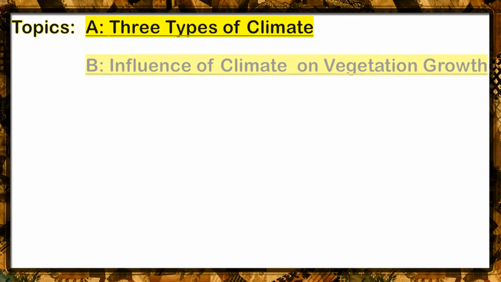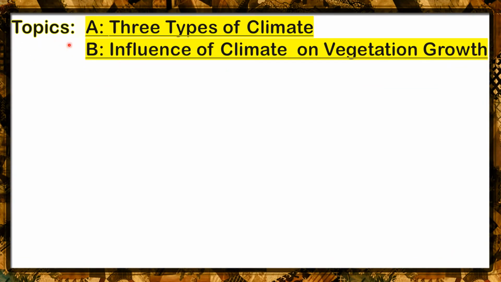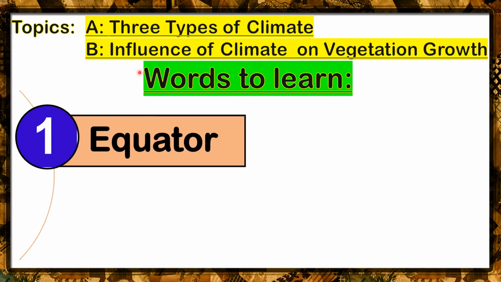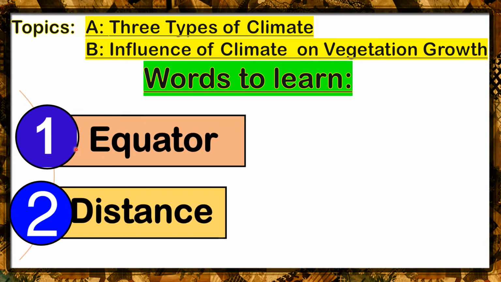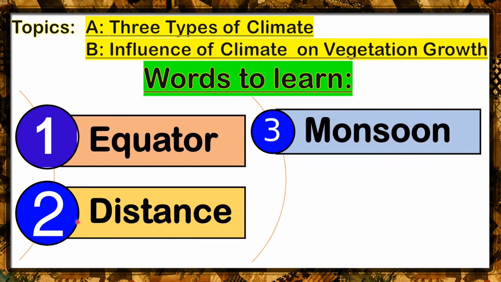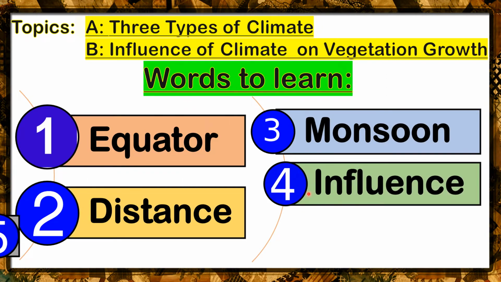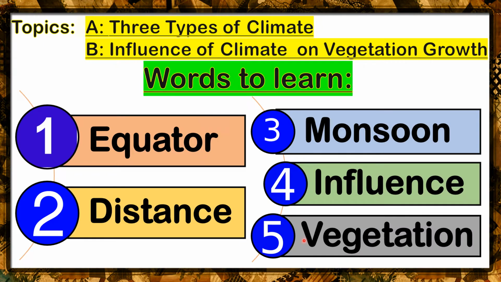So class, the topics for today are the following. Three types of climate and influence of climate on vegetation growth. These are the words to learn. Please repeat after me so you can still practice your reading skills and your speaking skills even if you're just at home. Are you ready now? Let's start reading. Number 1, equator. Number 2, distance. Number 3, monsoon. Number 4, influence. And number 5, vegetation.